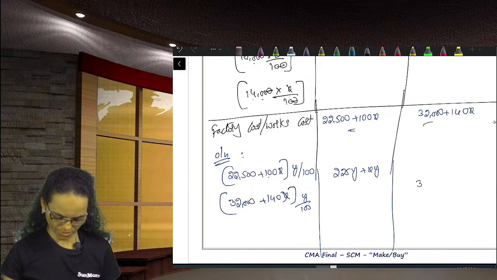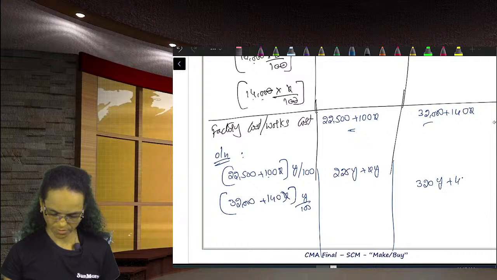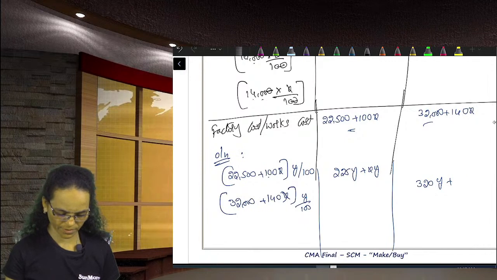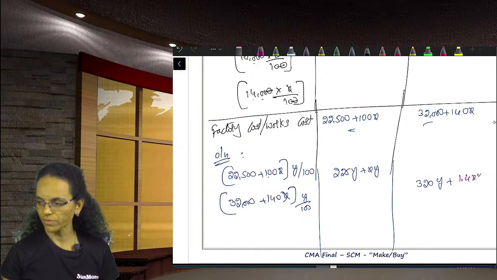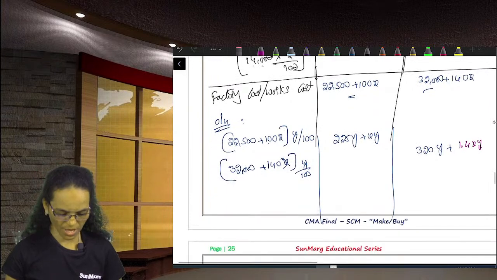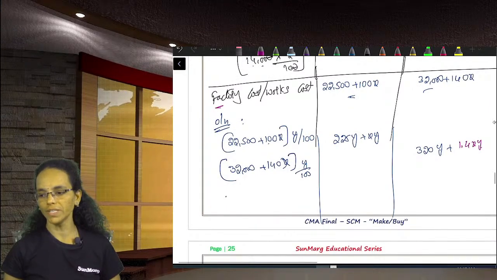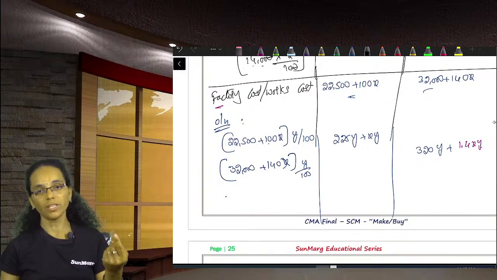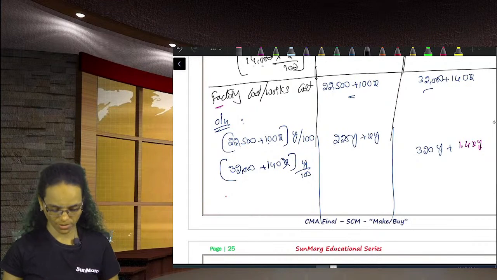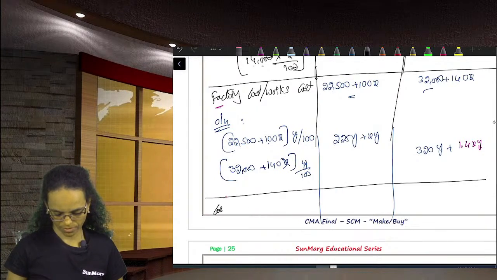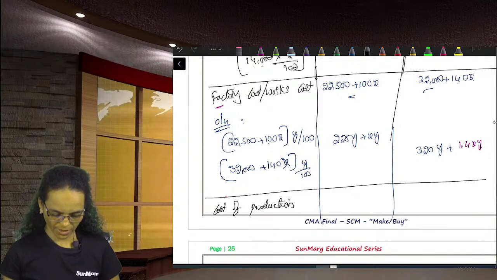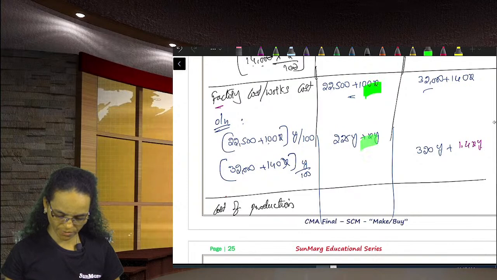Here 320y plus 1.4xy. Factory cost plus factory overhead, or factory cost plus manufacturing overhead, is the cost of production. Cost of production. You add this one and this one.